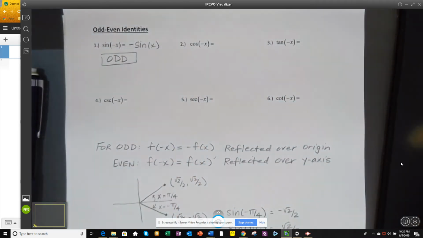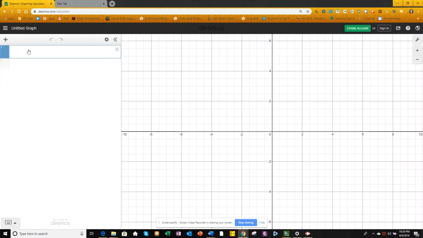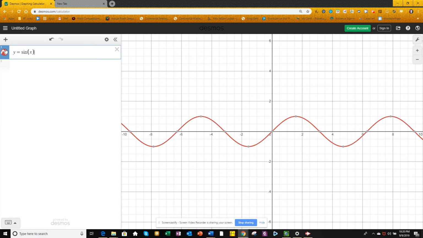Now, I happen to have Desmos open here, and I graphed y equals sine of x. That's the graph of all the y values. Do you see how it is reflected over the origin here? So do you see how the sine function is indeed odd? Because most people have a better time seeing that.